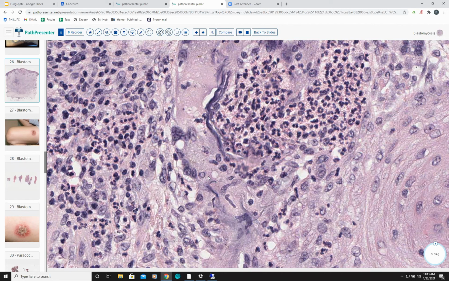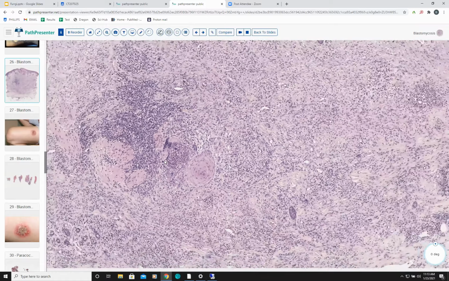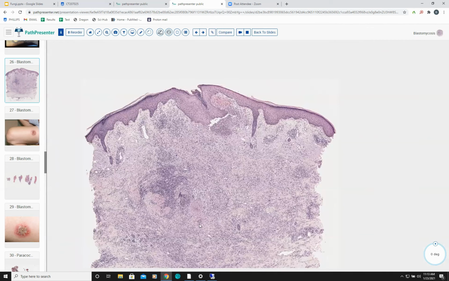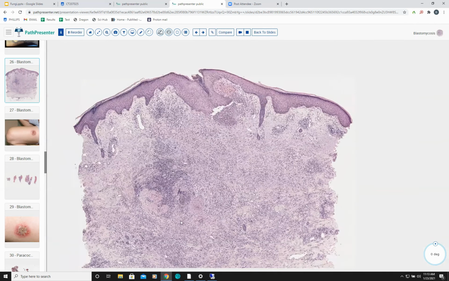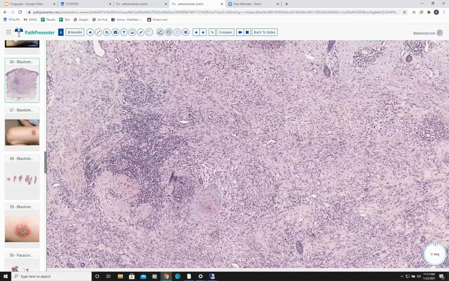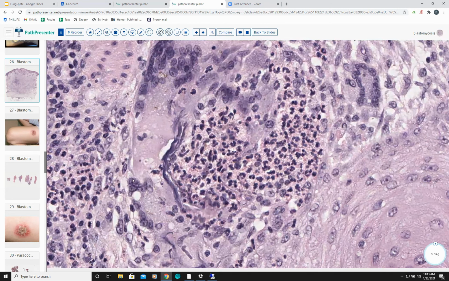But these are pretty tricky to find, so you can use either PASD or methenamine silver stain. But the clue is, when you see a case like this, to order the stain, because you're seeing a neutrophilic and lymphohistiocytic infiltrate with giant cell formation. That's called suppurative and granulomatous. In a case like this, I would always do a PASD stain, AFB stain, and look carefully for organisms. Once you've seen them, it's pretty easy, but these can be very tricky to find.